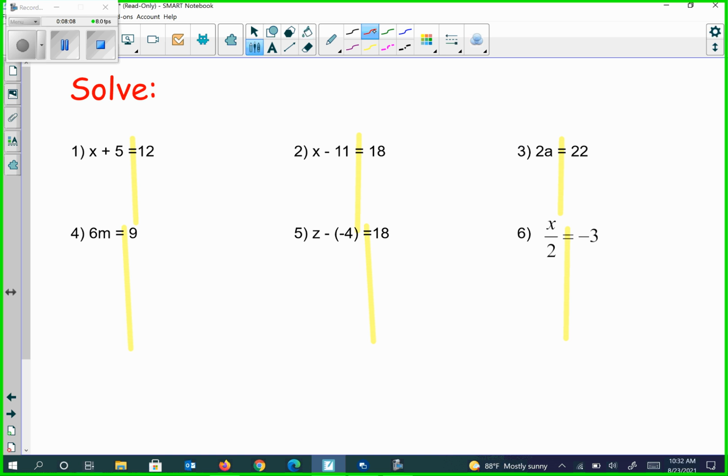So, first problem, I have x added to 5. Well, what's the inverse operation of addition? Subtraction. So I'm going to subtract 5 from both sides. Those cancel, so I wind up getting x equals 7. Okay? Pretty simple. And you've been doing this for a long, long time.